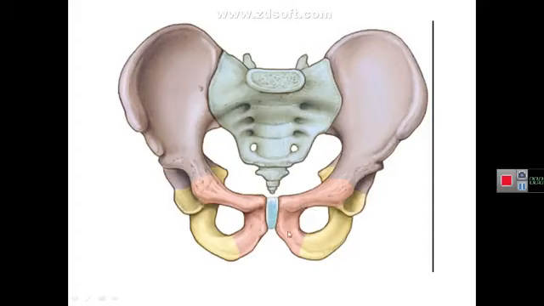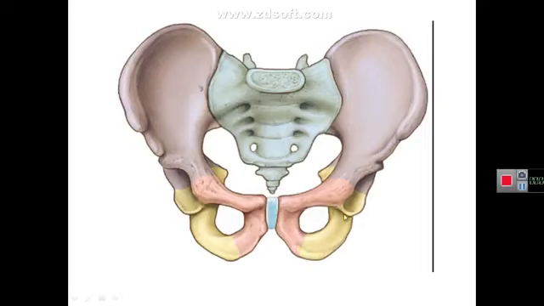The pubis is formed of a quadrilateral body. The medial border of the body forms the symphysis pubis, while the lateral border forms the obturator foramen with the ischium. The body of the pubis has an upper border called the pubic crest that ends laterally with the pubic tubercle. More lateral to the pubic tubercle is the superior ramus of the pubis, which meets the ilium at the iliopubic eminence, while the inferior ramus of the pubis meets the ramus of the ischium.